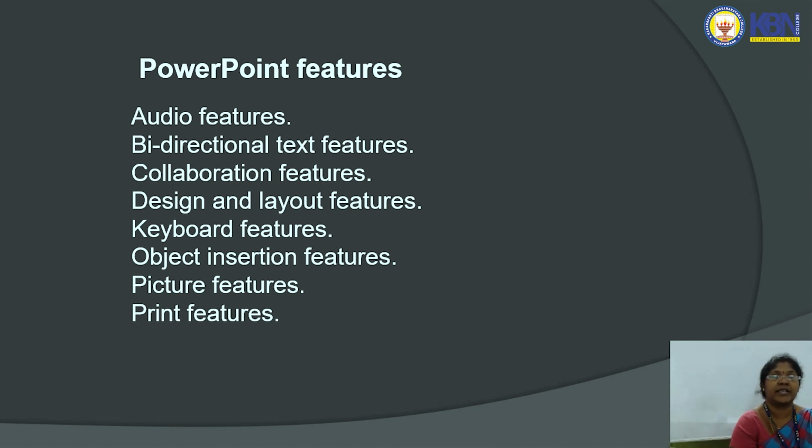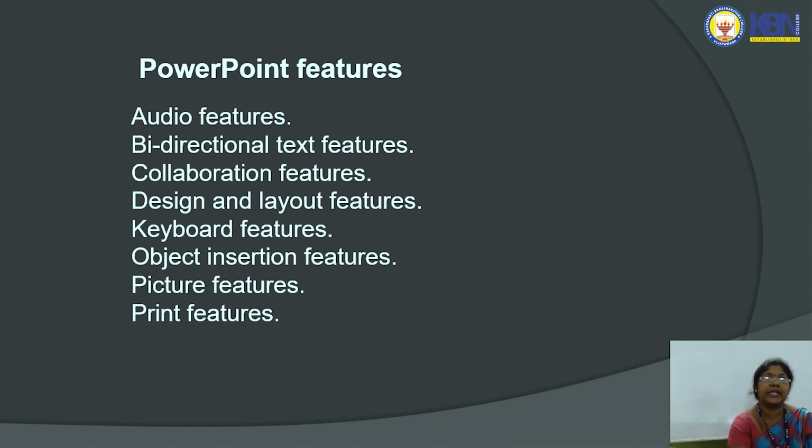Suppose, for example, I am giving a PPT presentation by using audio. Audio means we can listen to what the person is saying. This is the first feature. And bi-directional text features, where you can give different directions of text, like moving, shaking, different effects. And the collaboration features, collaborating with other features also. Here we can give collaboration with the other features also.